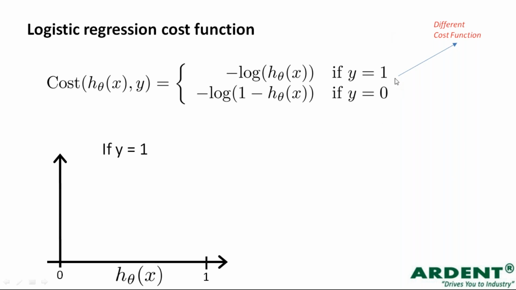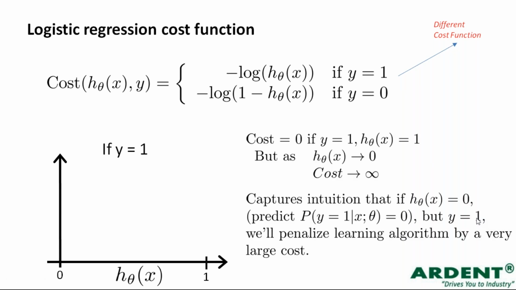Here the prediction will be either 0 or 1, so there will be two functions, two hypotheses. Now the cost equals 0 if y equals 1 and h theta of x equals 1. But as h theta of x tends to 0, the cost approaches infinity. So we will penalize the learning algorithm by a very large cost, otherwise it will reach infinity.